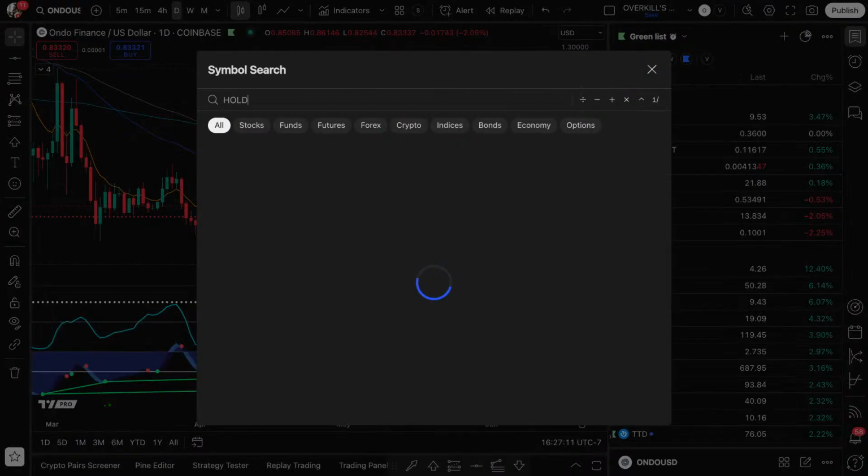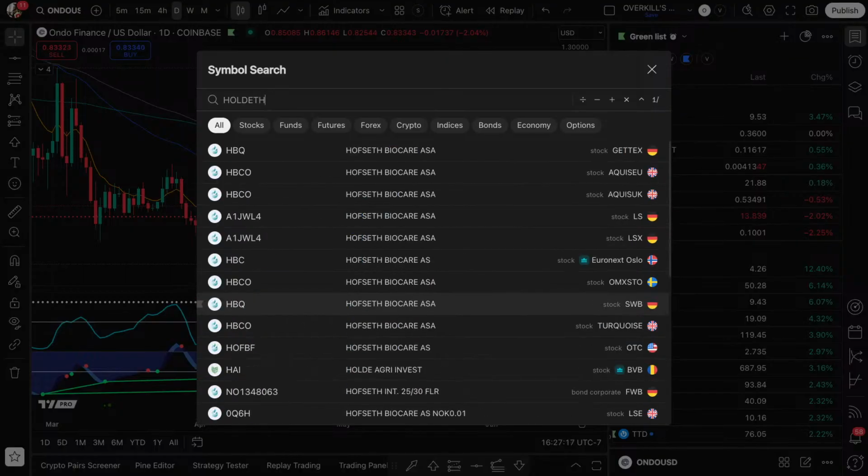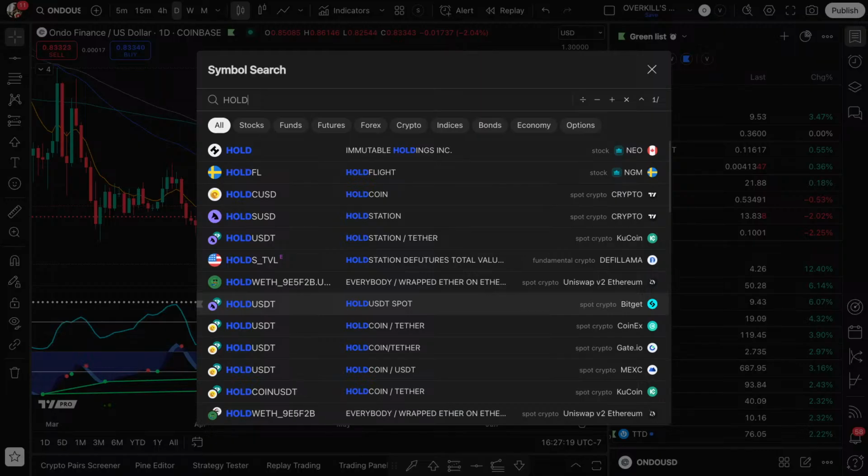Can you get HOLD on Ethereum chain? Price is 0.00. Sure. Is it HOLD USD, or is it HOLD ETH? What's the ticker on it? Is it Hold Station or Hold Coin? There's a lot of them. Let me know.